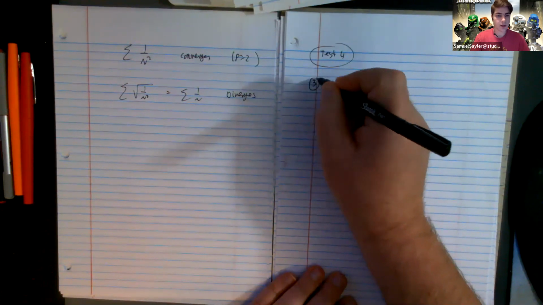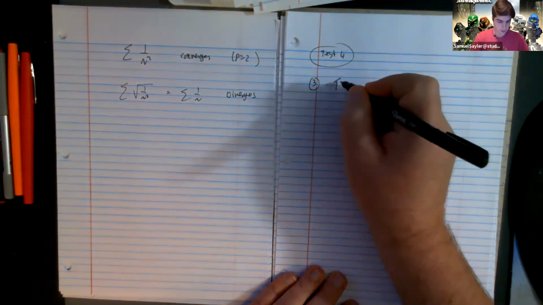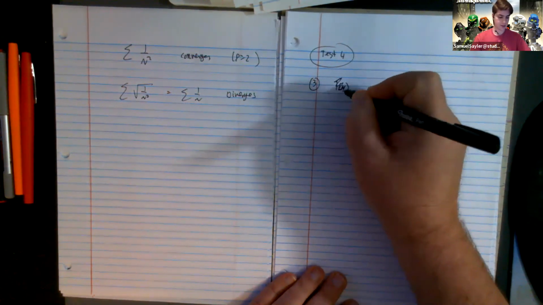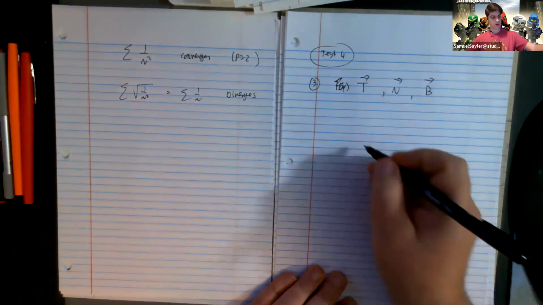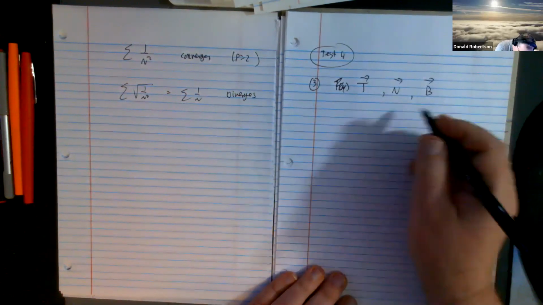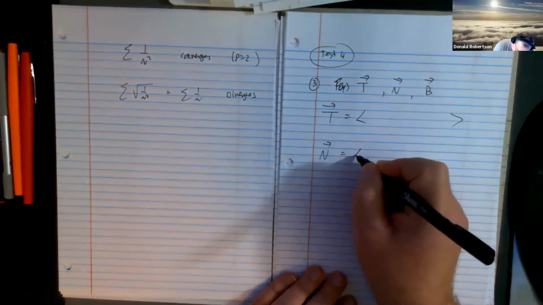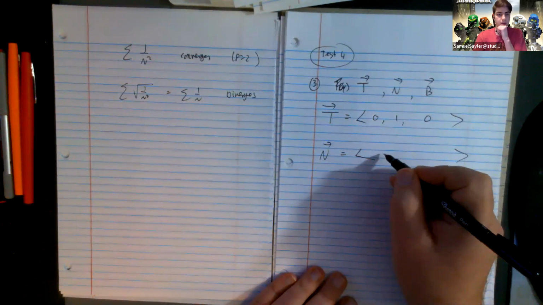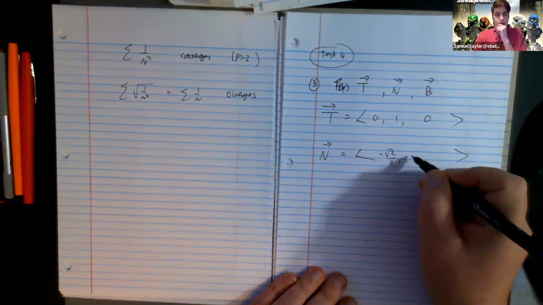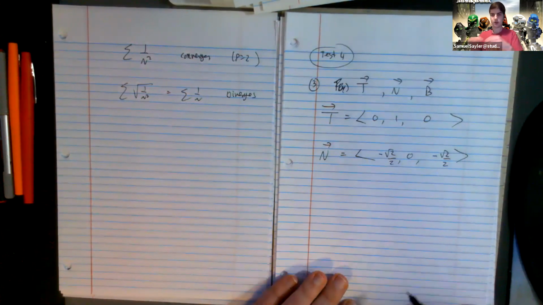We had defined the T, N, and B vectors, but I got T and N right, so we can just take the cross product of those 2 to get B, which is what I got wrong. Okay, so is that what you want to see? Yes. Can you tell me who T is, who N is? T is 0, 1, 0. And N is negative root 2 over 2, 0, negative root 2 over 2. I think I see where I went wrong, but I just want to make sure.